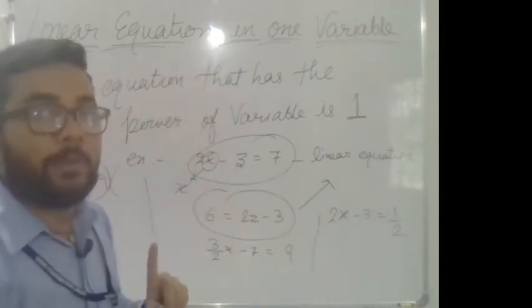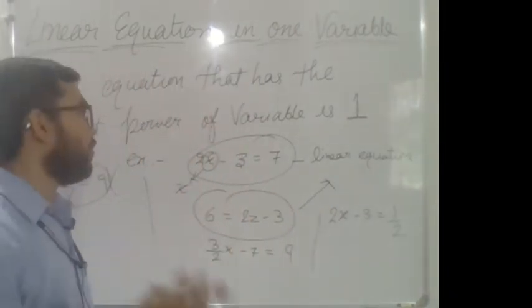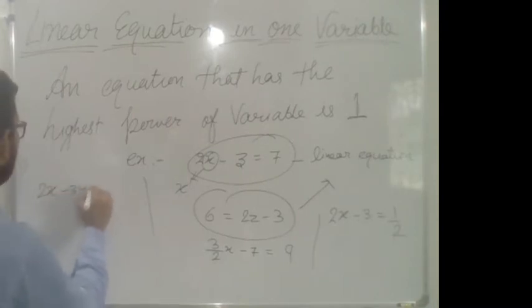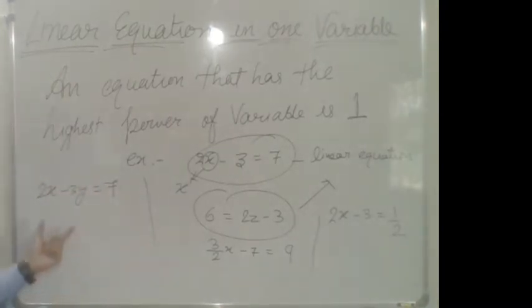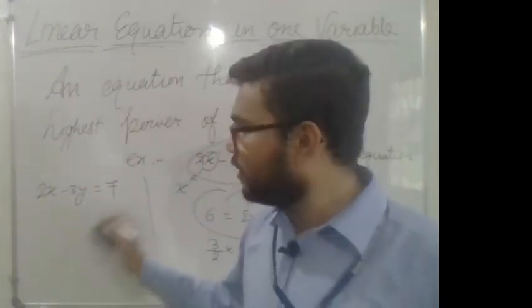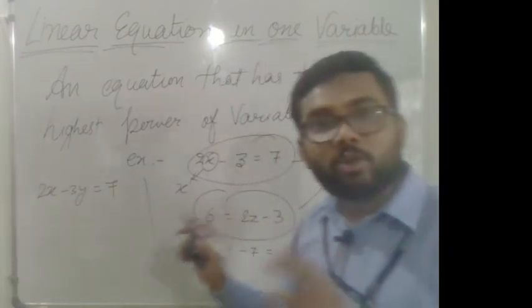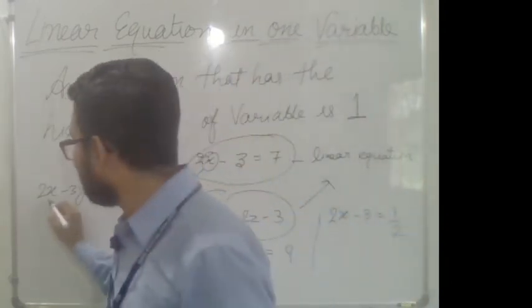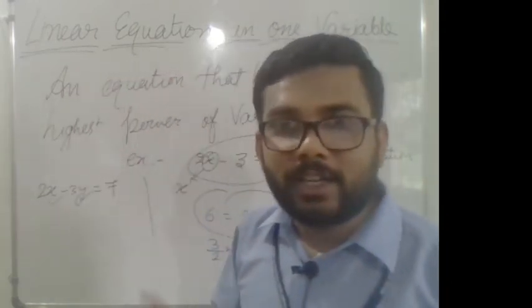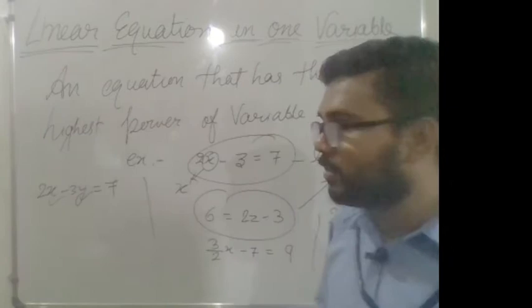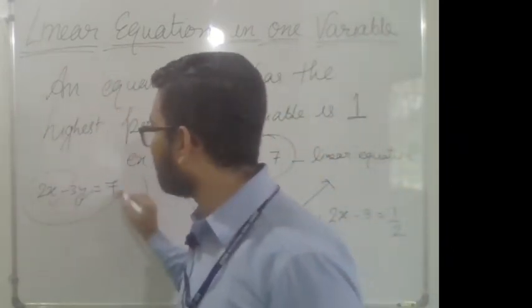If there are two variables in a linear equation, then it will be called linear equation in two variables. Like 2x minus 3y is equal to 7. This is a linear equation because the highest power of the variables in this equation is 1. But this is not a linear equation in one variable. This is a linear equation in two variables, because it contains two variables x and y. In the next class, in the senior class, you will learn about the linear equation in two variables.